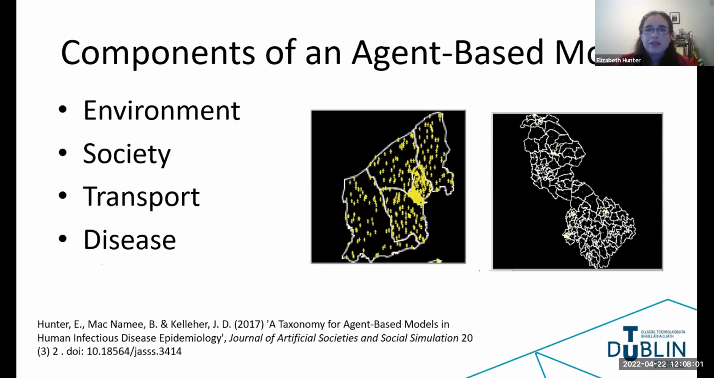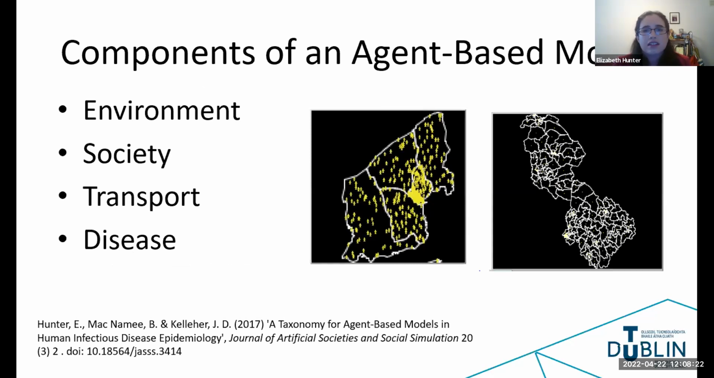So the idea with the environment is kind of what the agents are moving through, so the town, the country, but also things like if it was a model for a waterborne disease, you might have water sources in there, or if it was an airborne disease, your environment might also include things like schools and workplaces where people are going to come into contact with each other and spread the disease.